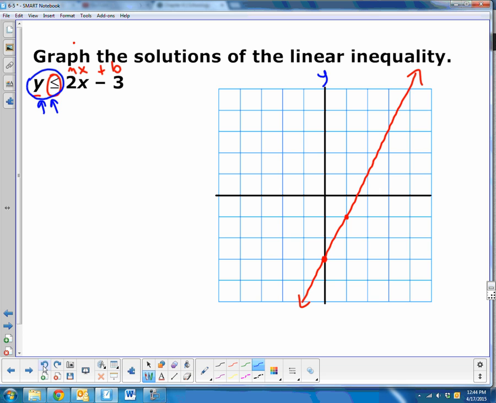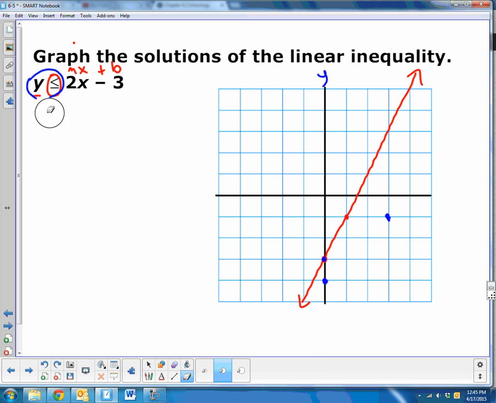So if y was -1, the y-intercept is -3. So -1 is not going to be less than -3. If I look at y being -4, well, -4 is less than this y-intercept of -3. So it is less than that line. So this is a solution. Let's look at maybe this point right here. That's the point 3, -1.